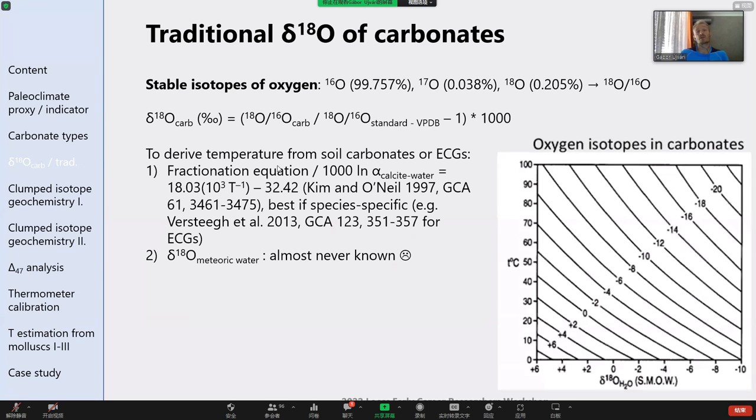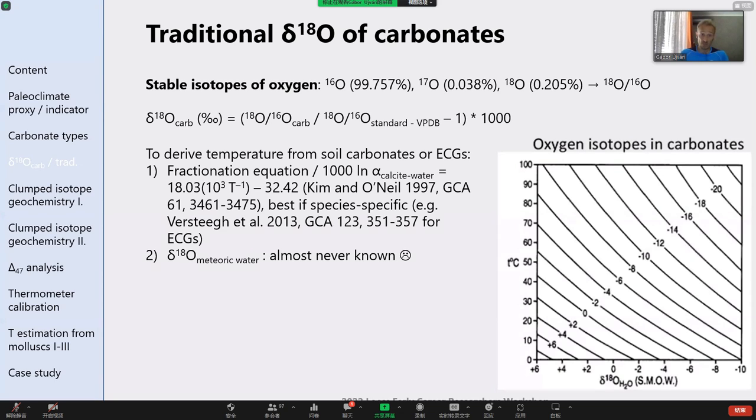For this, we need a fractionation equation between calcite and water. This can be, for instance, from Kim and O'Neil, which is actually a laboratory-based fractionation equation. But a better choice is a species-specific fractionation equation, like the one published by Versteegh in GCA for the earthworm granules. So if we have this fractionation equation, then we will also need information on the oxygen isotopic composition of meteoric water.